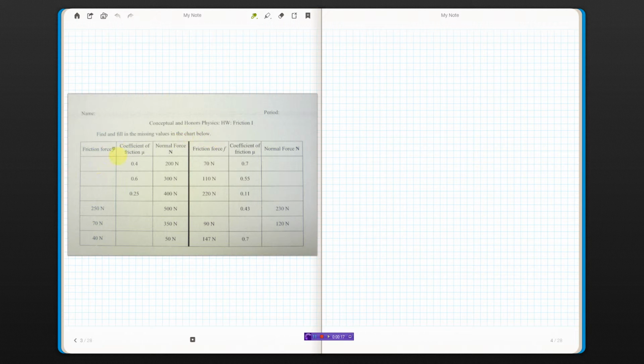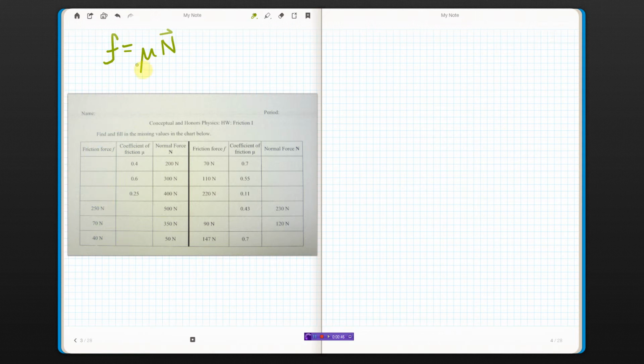So it says friction force, lowercase f, we've got the coefficient of friction mu, and the normal force N. Notice it's a bold N because it's a vector. Okay, so how do we find this? Well, the equation for a frictional force is mu times the normal force. Okay, so all we need to do is use this equation to fill in the blanks.